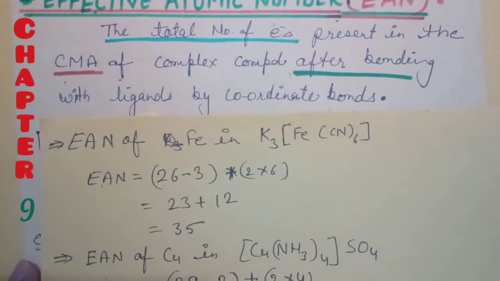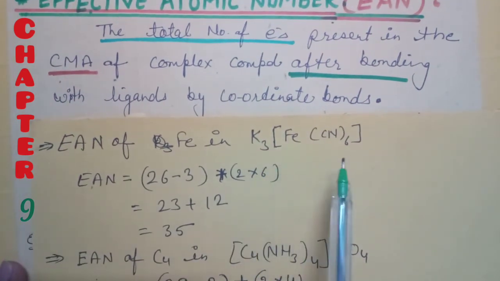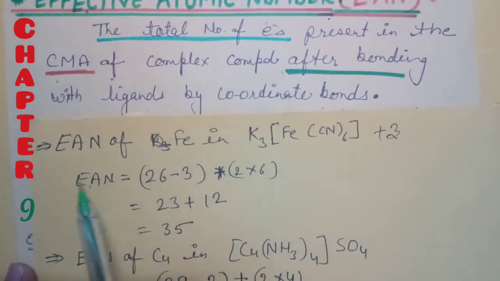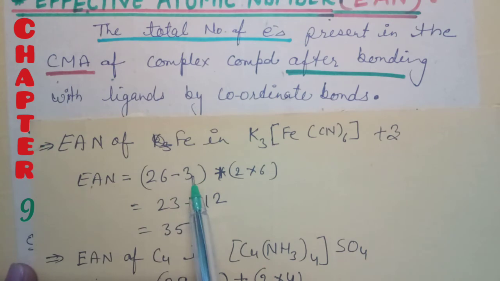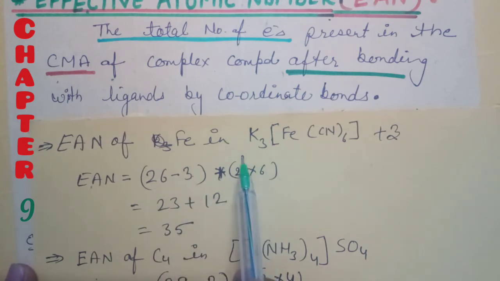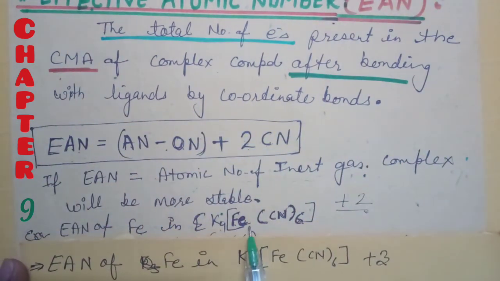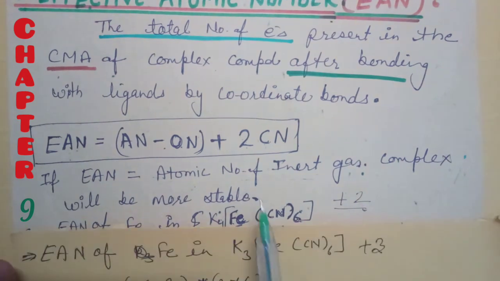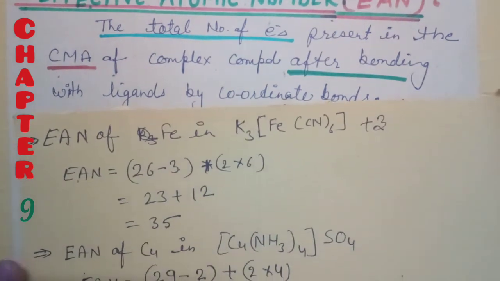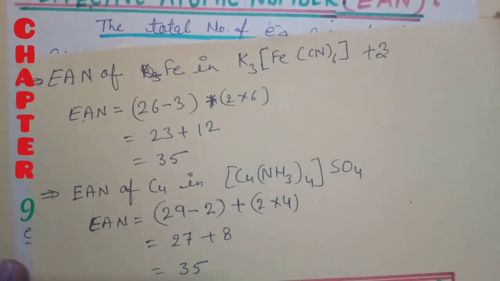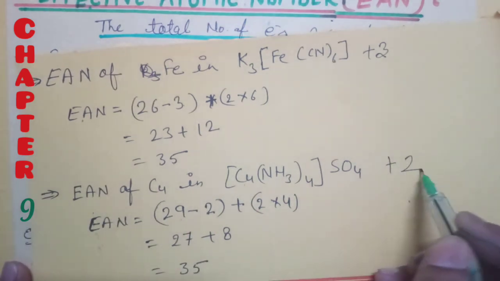Okay, another example is EAN of Fe in K3[Fe(CN)6]. Here Fe is in +3 oxidation state. So we will calculate the EAN by 26 minus 3 plus 2 into 6, means 23 plus 12 means 35, means this complex is less stable than K4[Fe(CN)6] because there the EAN was 36 while here the EAN is 35. One more example, EAN of Cu in [Cu(NH3)4]SO4. Cu, the atomic number is 29 and here Cu is in +2 oxidation state.